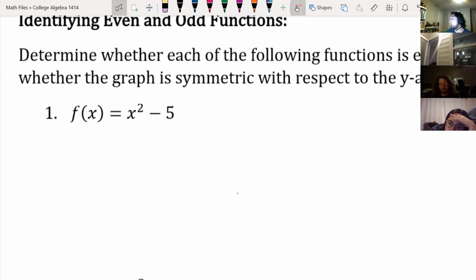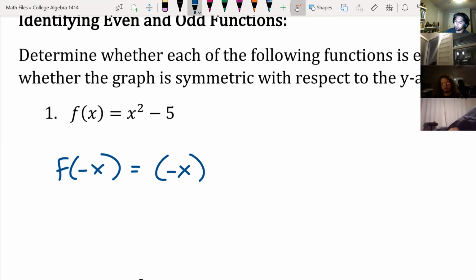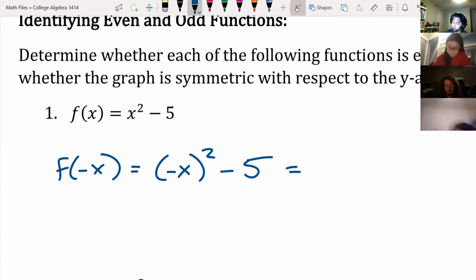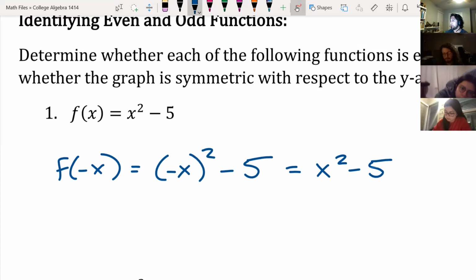So all we want to check here is if we are even algebraically. All I'm going to do for this function is plug in -x. If I plug in -x, I'll get (-x) squared minus 5. And (-x) squared is going to return to me x squared minus 5. Now I ask you, did we get the original function back?